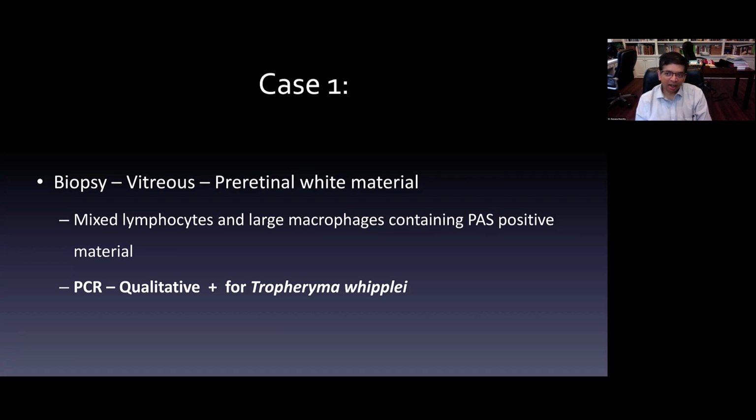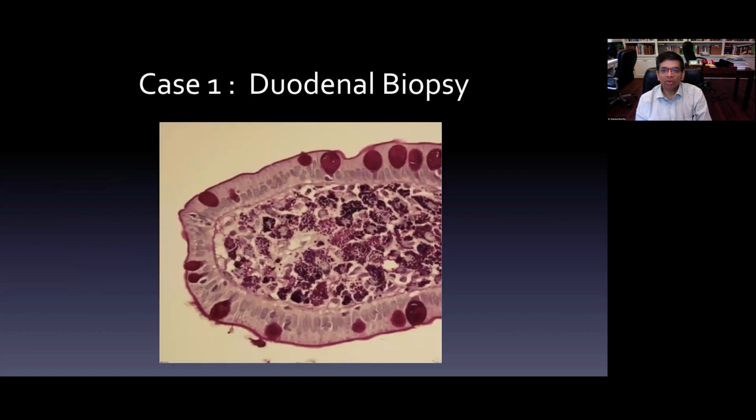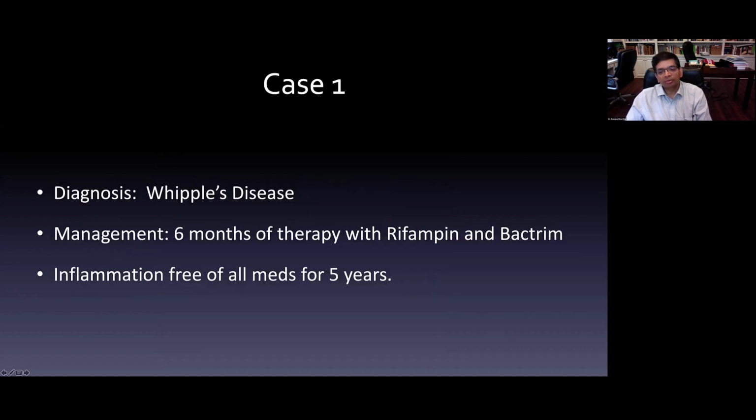This patient did not have neurologic or neuro-ophthalmic manifestations, but he presented with pulmonary hypertension, and we did a duodenal biopsy, and he has this beautiful lamina propria here. You can see these large intracellular PAS positive organisms, the Tropheryma whipplei, and this was diagnosed as Whipple's disease. He was treated with rifampin and Bactrim for 6 months, and he's been inflammation-free for 5 years.